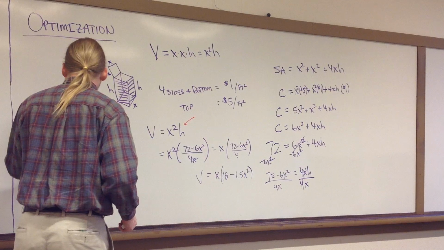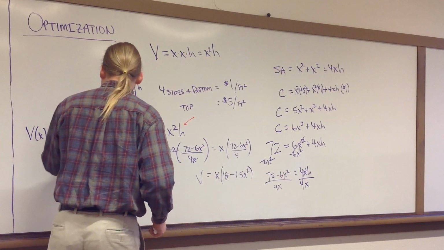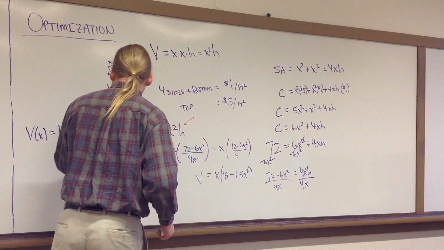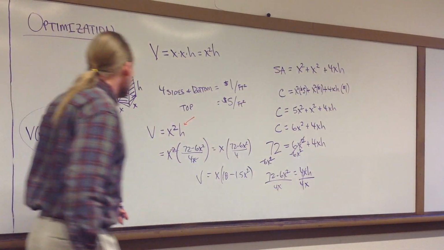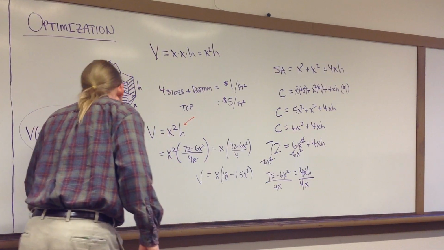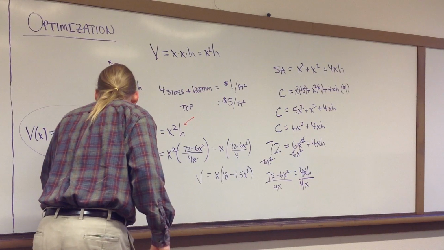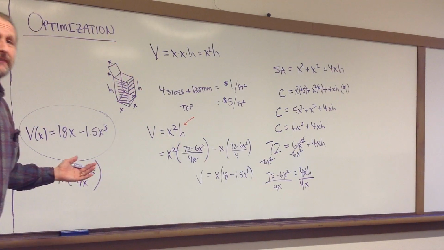Volume V of x is 18x minus 1.5x cubed. So there's our formula. If you wanted to graph it like this, x squared times (72 minus 6x squared) over 4x, that's fine. You just have to be careful.